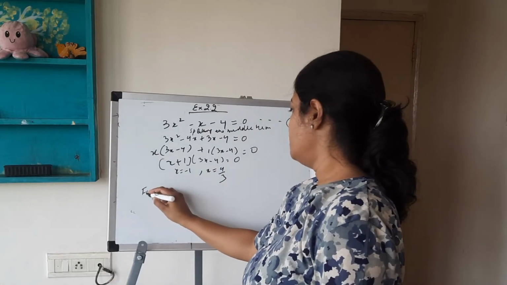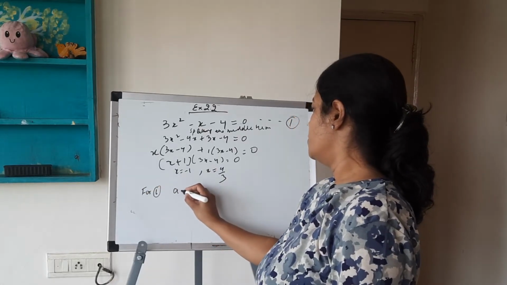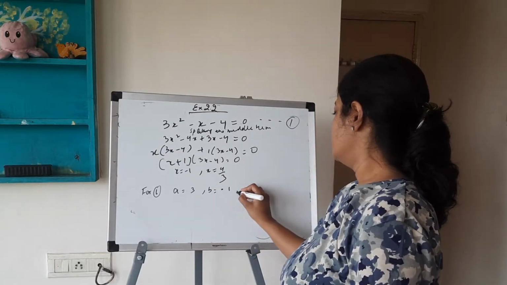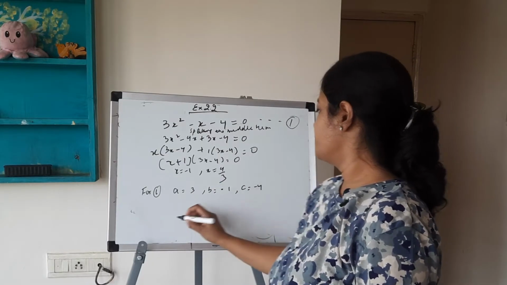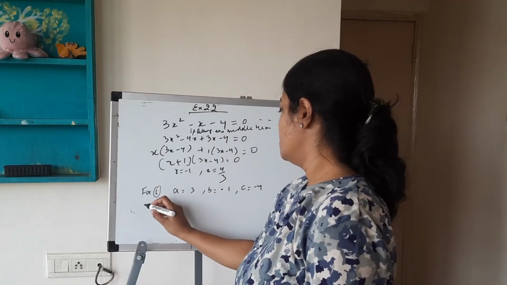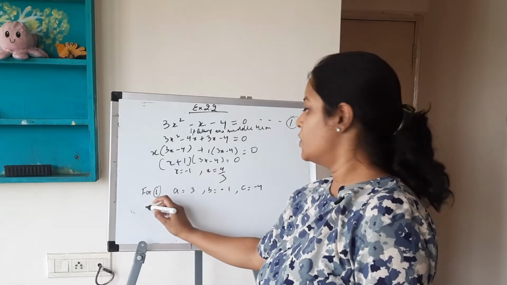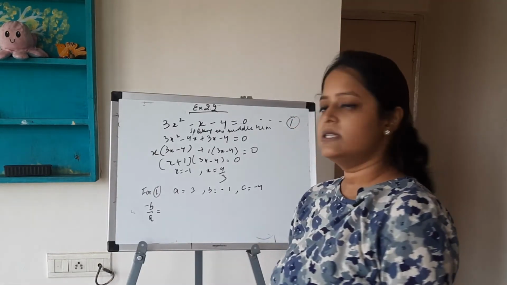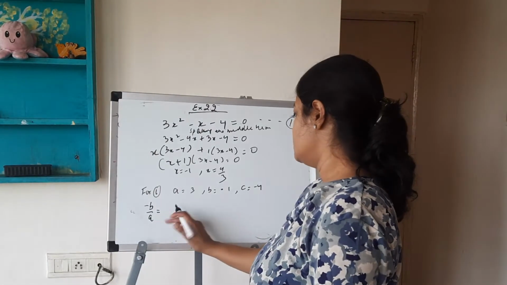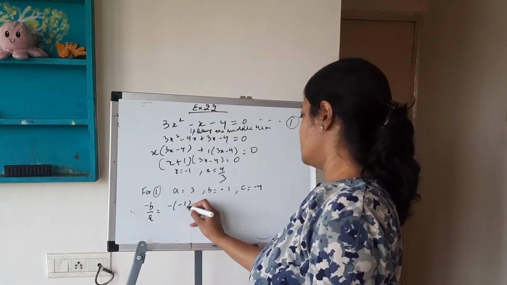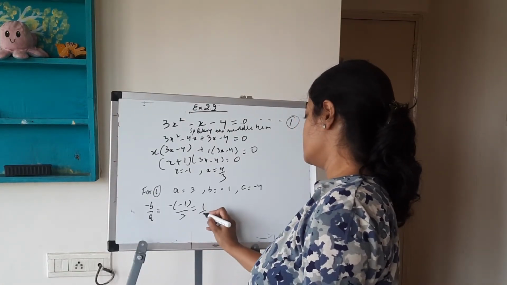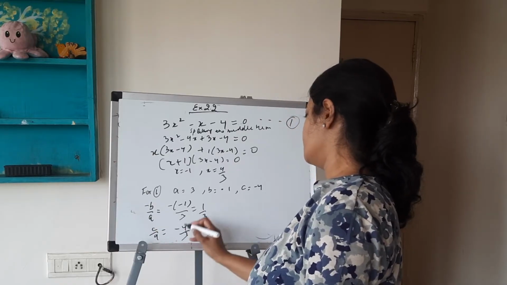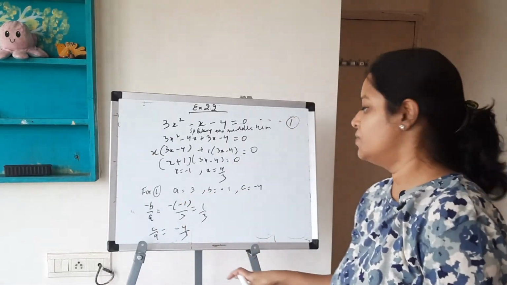Now for this, a equal to 3, b equal to minus 1, c equal to minus 4. So now first we are going to do the sum of the zeros, right? So minus b by a is what? Minus of minus 1 by 3, which is 1 by 3. What is c by a? Minus 4 by 3.